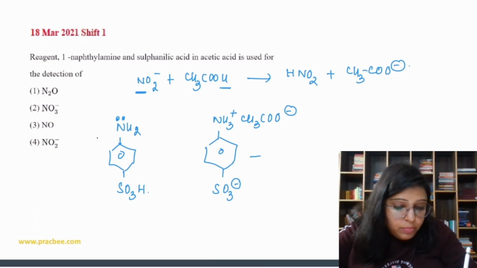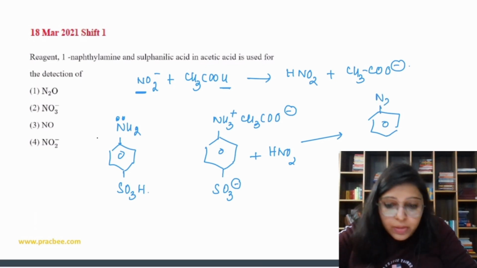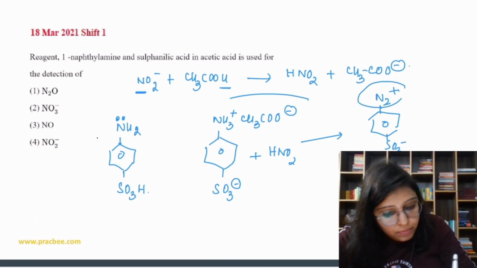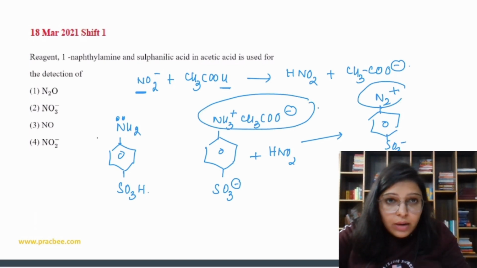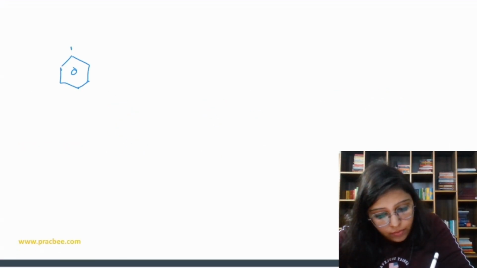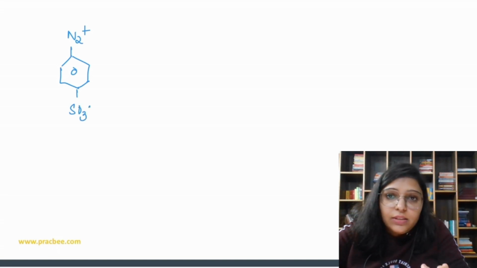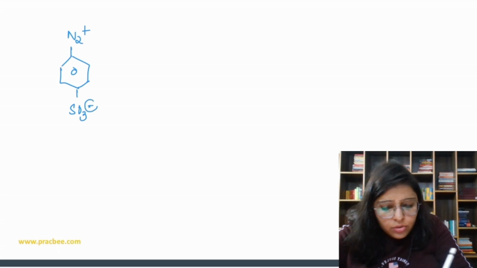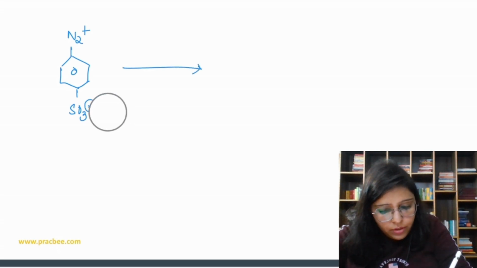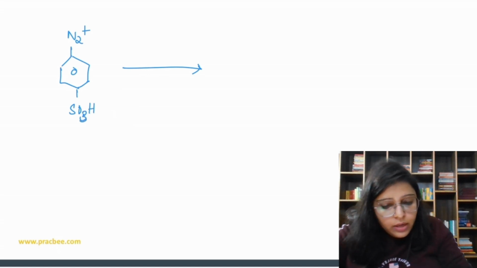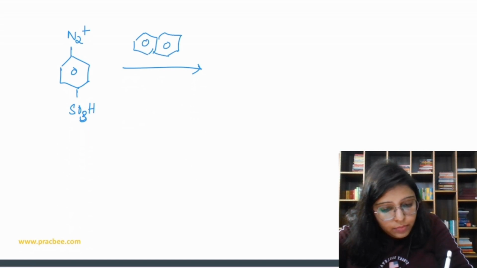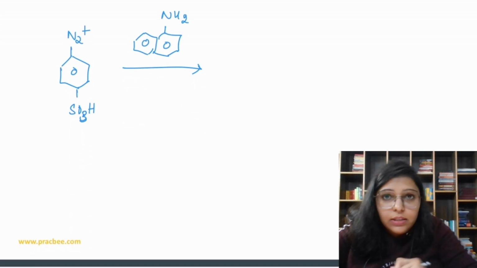Now what happens in the presence of HNO2? It forms N2 plus over here, right? It means this part is converted to N2 plus, this complete part. Now we are going to do the coupling reaction. So we have N2 positive and here we can say we have SO3 minus or we can say SO3H, whatever, right? So let me write SO3H only, N2 positive, in the presence of 1-naphthylamine. 1-naphthylamine is this, with NH2.